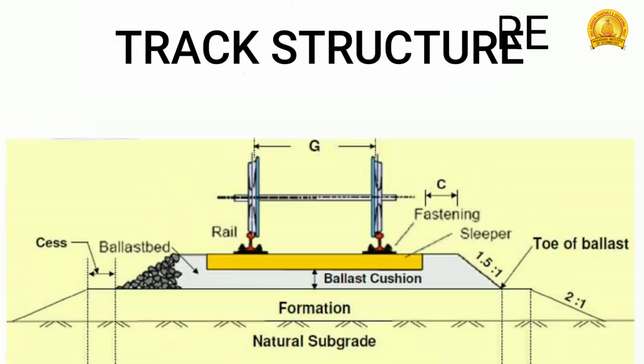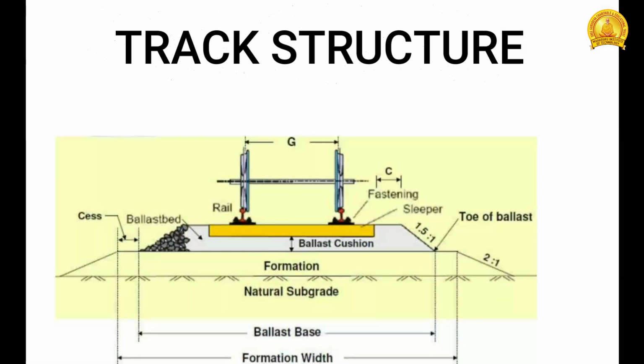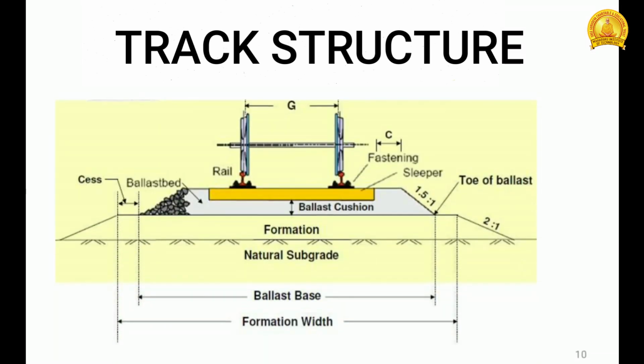So these are the various component parts of a railway track, and this is the typical cross section. I hope you all have understood what I have taught today. Okay, thank you.